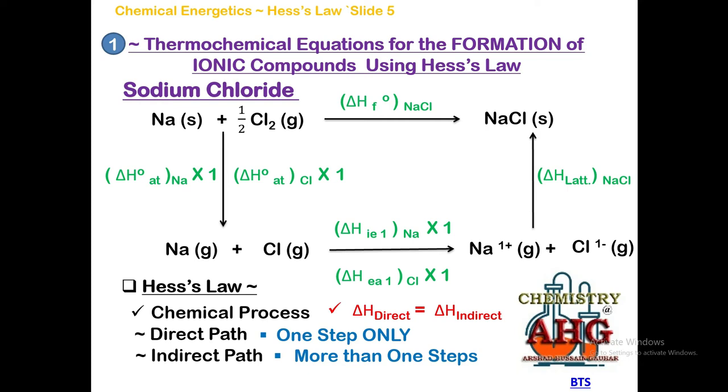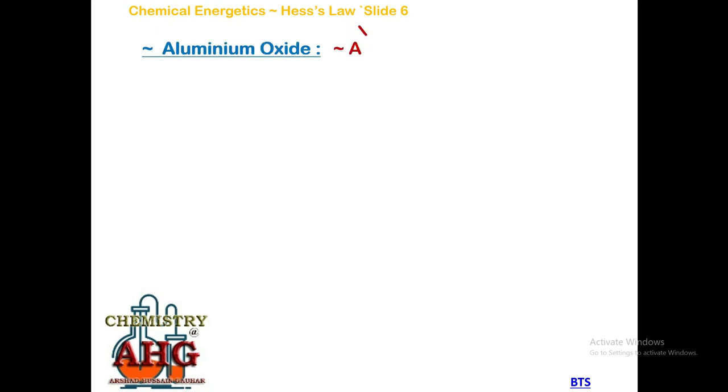that is thermochemical equations for the formation of aluminum oxide. Now, this can be the most difficult question that can be asked in your A2 syllabus. So try to understand all the important information, how it can be written while presenting thermochemical equations using Hess's law, using direct path and indirect path. Let's start with aluminum oxide.